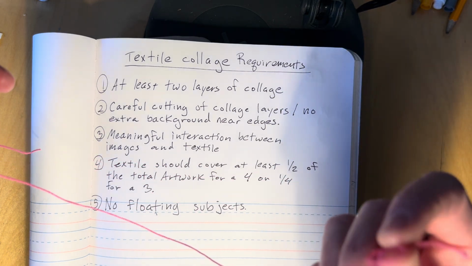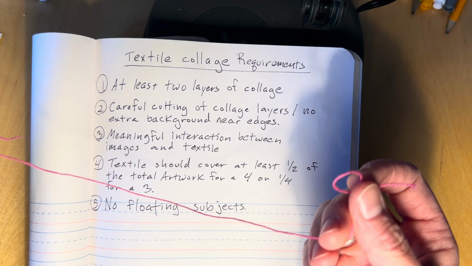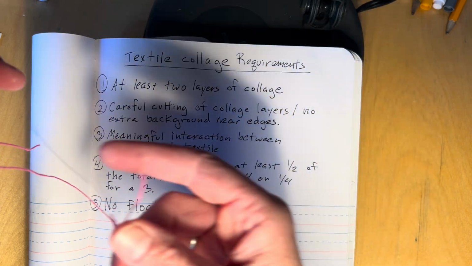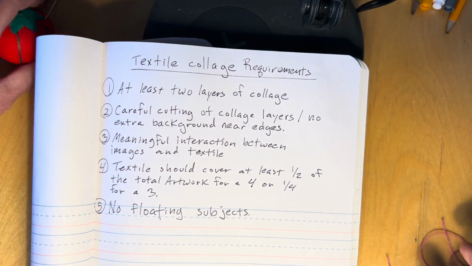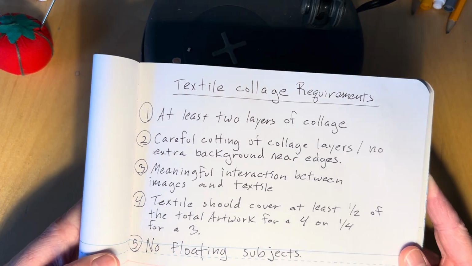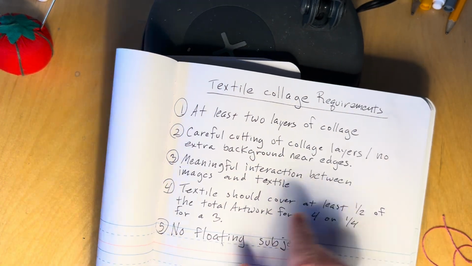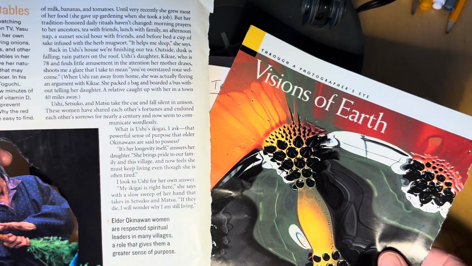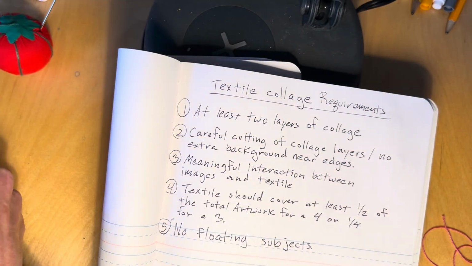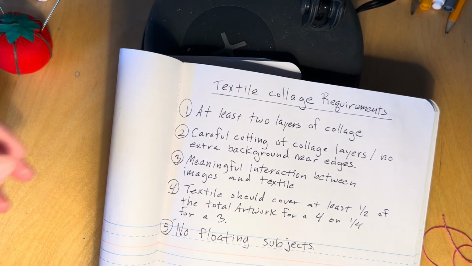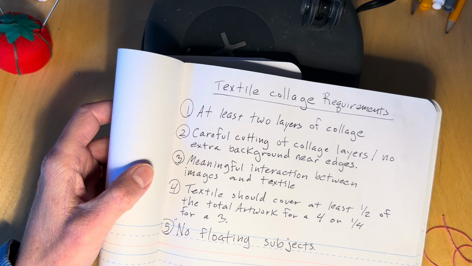So we're going to be actually sewing through our collage to make a textile and collage piece, so a mixed media piece. Here are the requirements for this. At least 2 layers of collage, so in this case I have at least 2 pieces of paper that I'm using to work from. You can use more, of course, but you have to have at least 2. Careful cutting of collage layers, no extra background near edges.